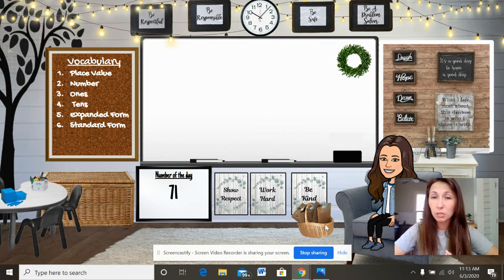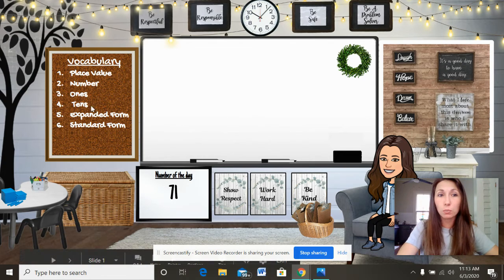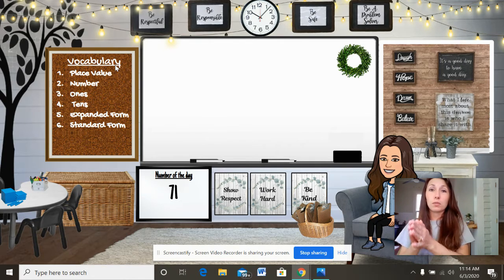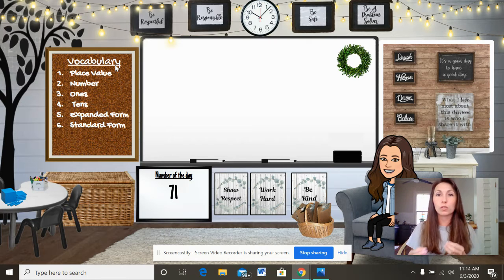Before we get started with our number talk, let's scoot over here to this little board and let's talk about some of our vocabulary words. Our first vocabulary word is place value, and that's just talking about the value of each digit in the number, whether it is in the tens or whether the number is in the ones, and how much each digit is worth for that number.